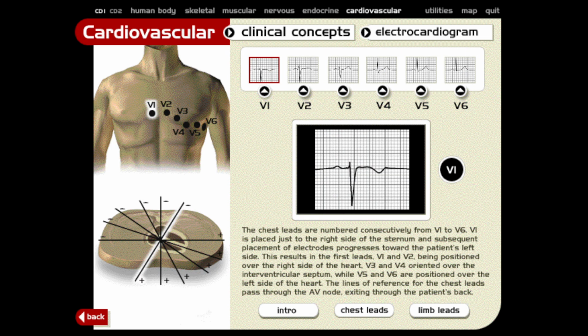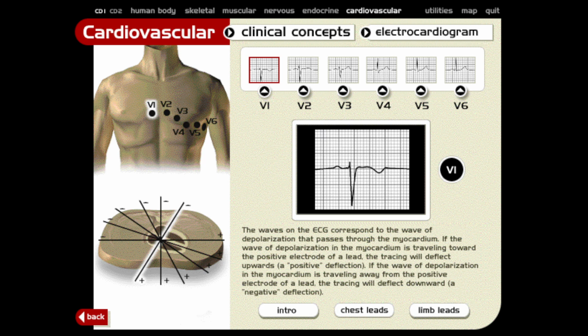The chest leads are numbered consecutively from V1 to V6. V1 is placed just to the right side of the sternum, and subsequent placement of electrodes progresses toward the patient's left side. This results in the first leads, V1 and V2, being positioned over the right side of the heart, V3 and V4 oriented over the interventricular septum, while V5 and V6 are positioned over the left side of the heart. The lines of reference for the chest leads pass through the AV node, exiting through the patient's back.